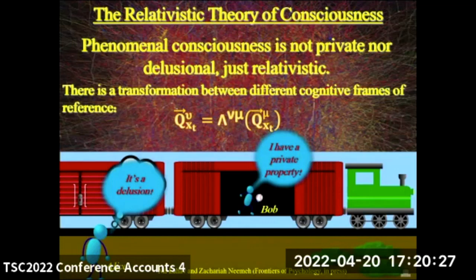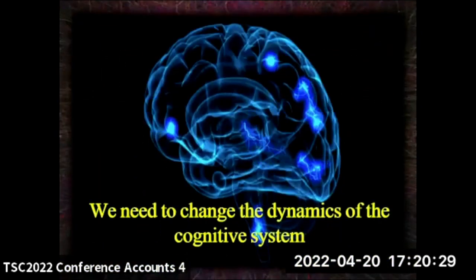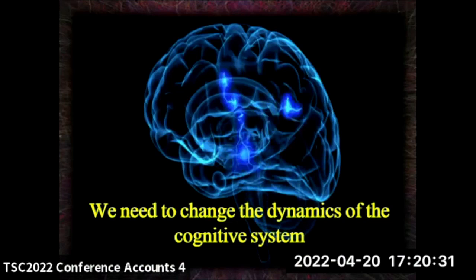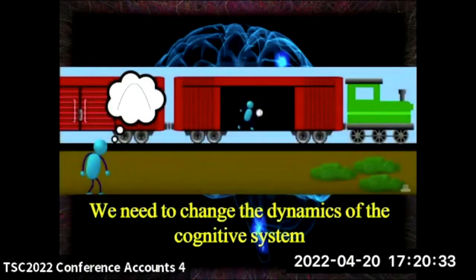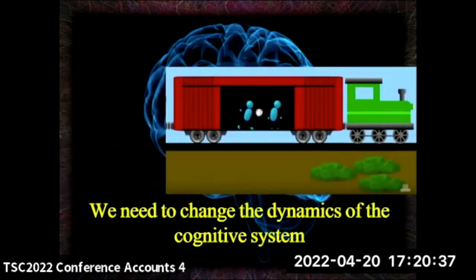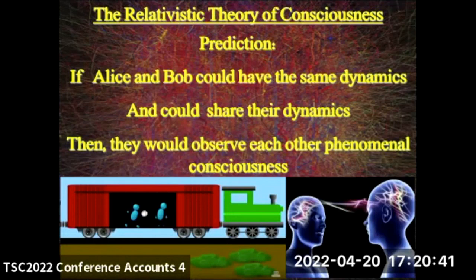And in order to do that, what we need to do is to change the dynamics of the cognitive system. And this is how we can change, let's say, from one frame of reference to be in the same frame of reference. So now both of them can measure the same qualia. So a prediction here will be that if Alice and Bob could have the same dynamics and share these dynamics, then they can share their own phenomenal consciousness.